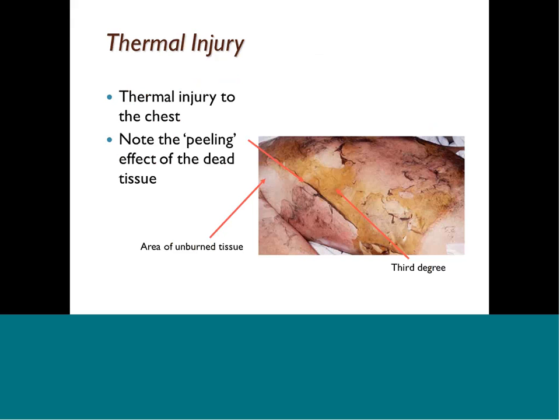When you look at a thermal injury, a lot of times you're not just going to have one area that's 2nd degree or partial thickness. You're going to have some areas that have some 3rd degree. There are areas of unburned tissue. Many times you'll see a peeling effect of the dead tissue in that area on initial presentation.